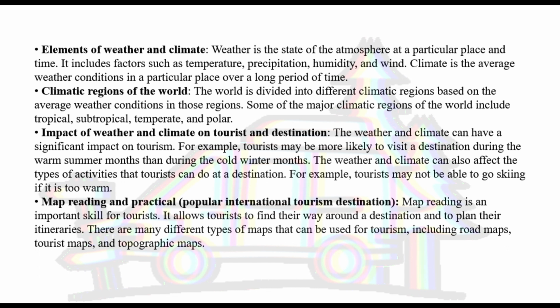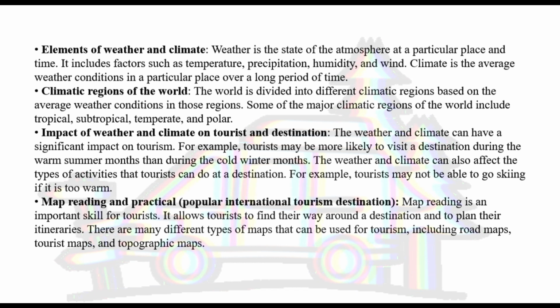Weather is the state of the atmosphere at a particular place and time. It includes factors such as temperature, precipitation, humidity, and wind. Climate is the average weather conditions in a particular place over a long period of time. Climatic regions of the world. The world is divided into different climatic regions based on the average weather conditions in those regions. Some of the major climatic regions of the world include tropical, subtropical, temperate, and polar.